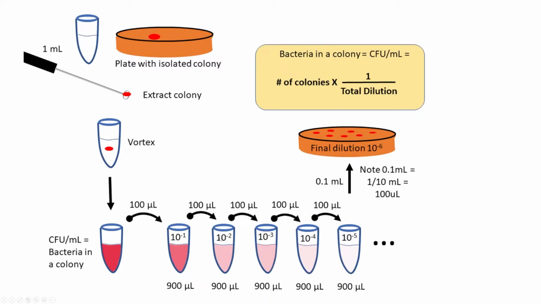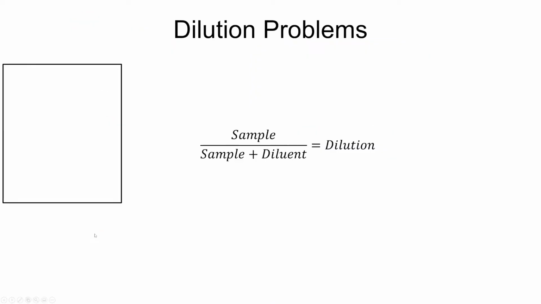We will then repeat this process several more times. And then from one of these tubes, we will take a sample for the plate and grow the bacteria. And we will count up the number of colonies. And if it fits within the range that we need, we will then use that to determine our CFU per mil of the original sample.